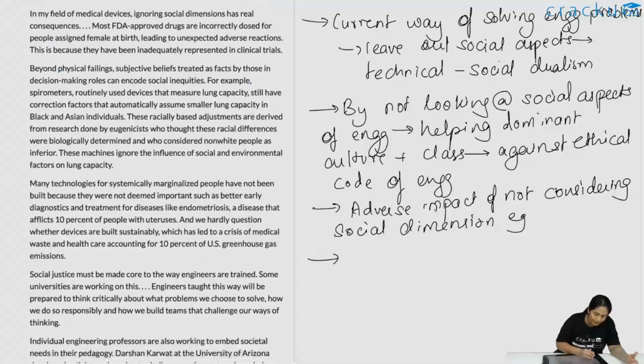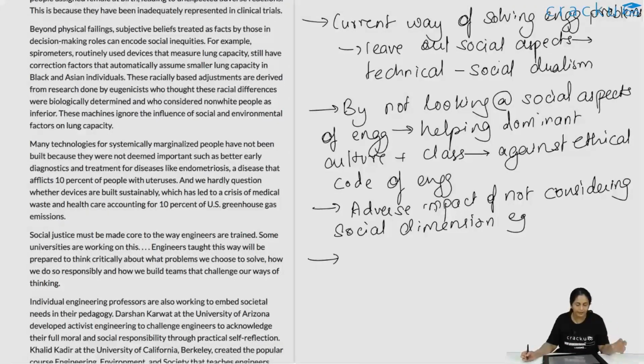Now let's take a look at the next paragraph. Beyond physical failings, subjective beliefs treated as facts by those in decision-making roles can encode social inequities. For example, spirometers, routinely used devices that measure lung capacity, still have correction factors that automatically assume smaller lung capacity in Black and Asian individuals. These racially based adjustments are derived from research done by eugenicists who thought these racial differences were biologically determined and who considered non-white people as inferior. These machines ignore the influence of social and environmental factors on lung capacity.